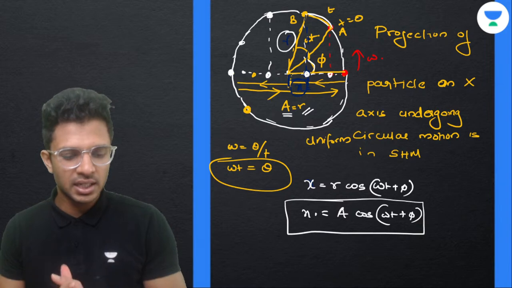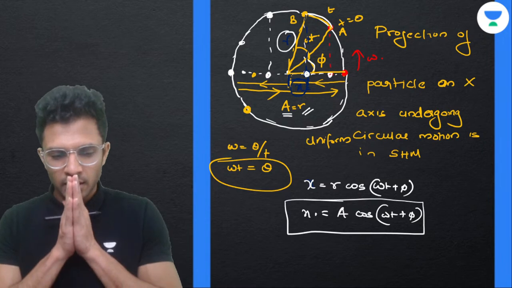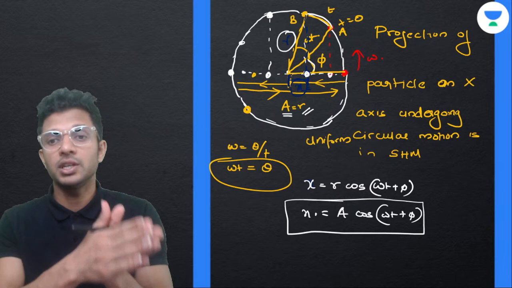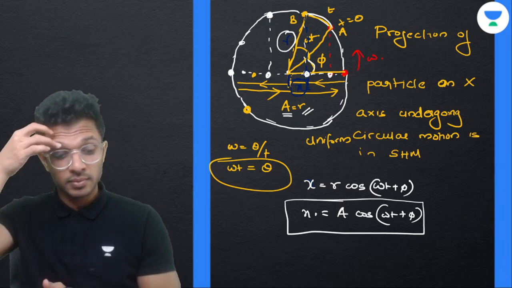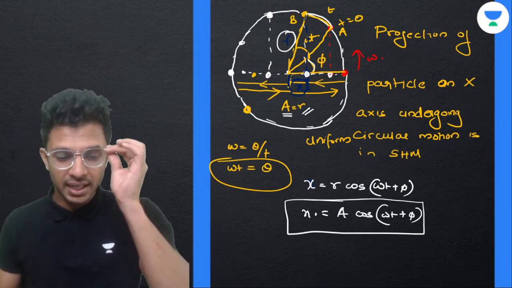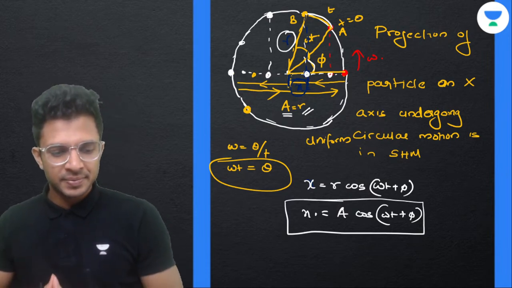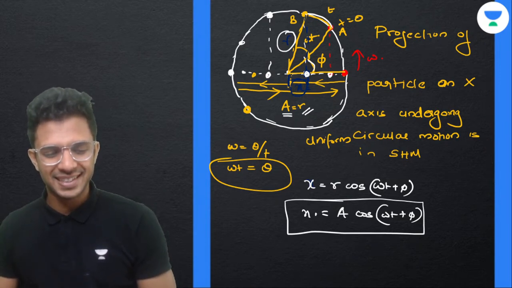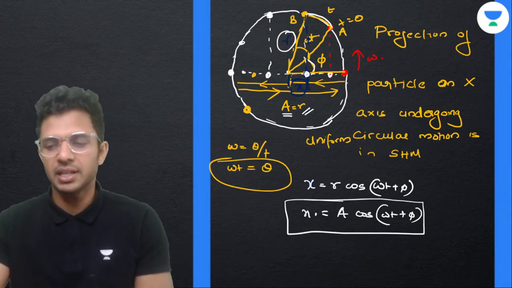Yes, Lakshman, Neeti, Lavanya, Deepak, clear. So now you have understood that simple relationship between uniform circular motion and simple harmonic motion. Clear? Not a big task, right? It's not that big a task. Okay. So yes, we did that small concept. Good.